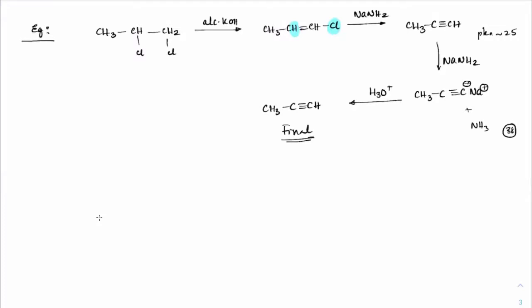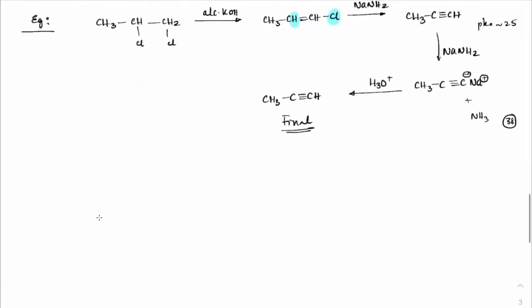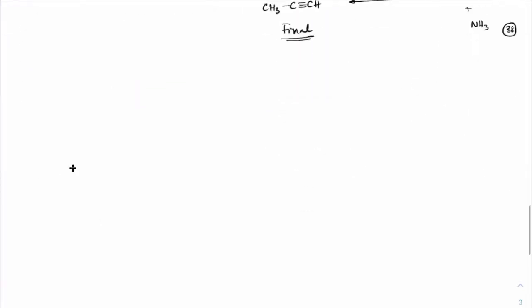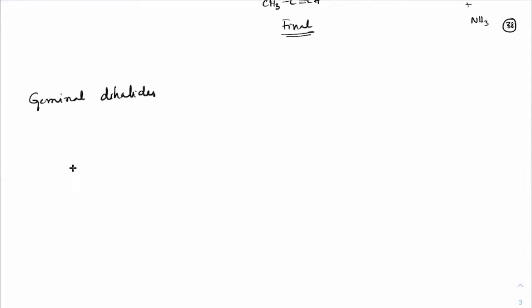This is the preparation of alkynes from geminal and vicinal dihalides. Let us see the geminal case first. Suppose you have geminal dihalides. So here, if you check out, CH3, CH2, C, Cl, Cl and H. Now both of them are at the geminal positions.